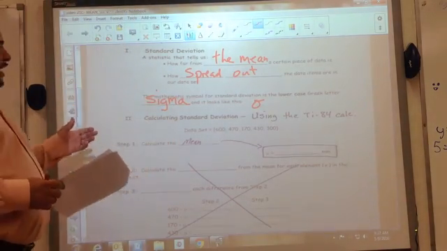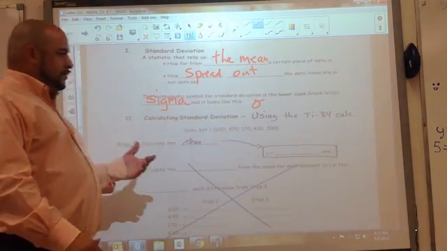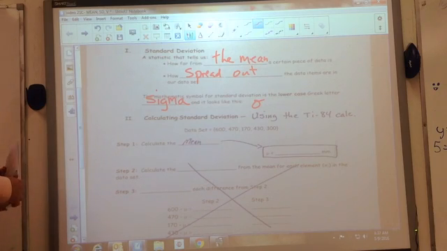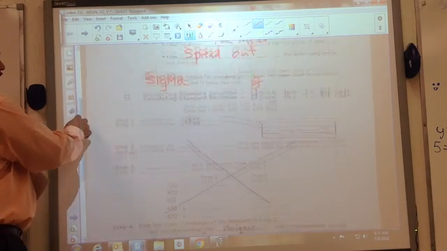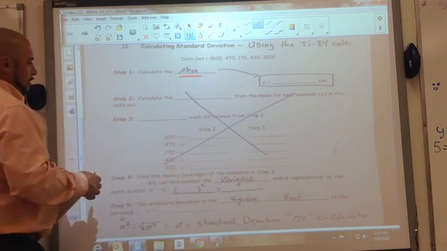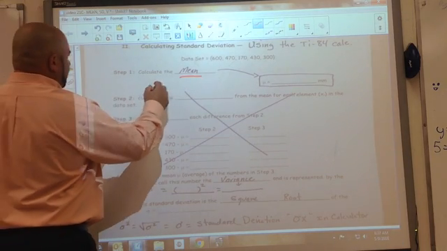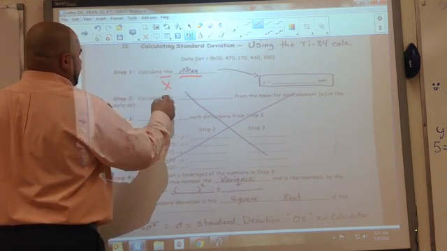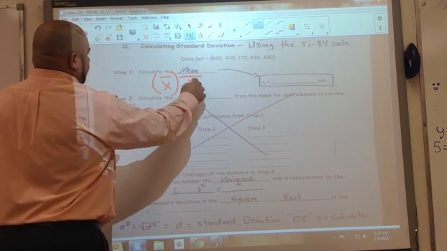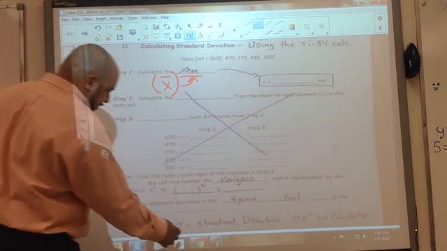Now we're going to use our calculator to calculate the standard deviation. We've done this already once to find the z-score, so I just want to make sure we got it. The first thing it tells us here is to find the mean. Don't forget the mean in your calculator is this x with a bar across the top. Okay? So let's do that.